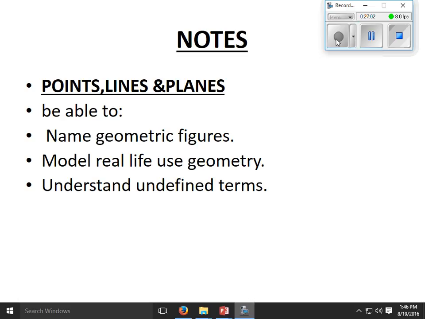Understand the undefined terms, and that's what we're going to talk about here in a second. There are 3 undefined terms. Anybody guess what those are? Points, lines, and planes. Those are the basis for all of geometry, and all of our world is based off of points, lines, and planes. Everything in the world. Now, there's actually one other one, but we don't talk about it a whole lot, and that's space.